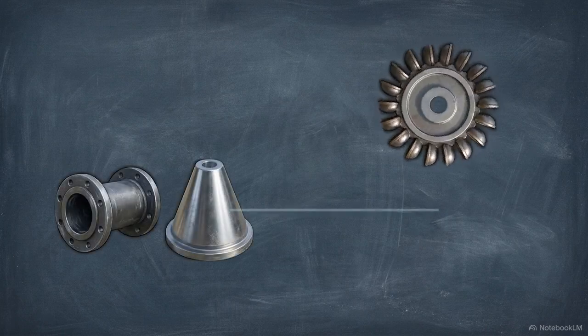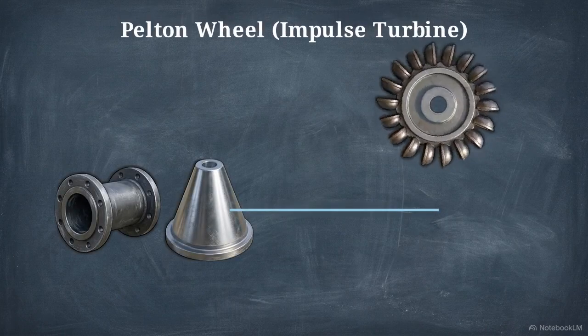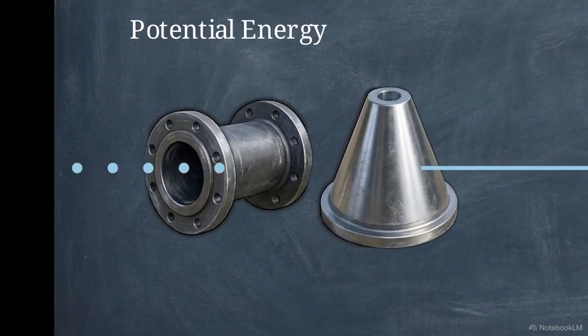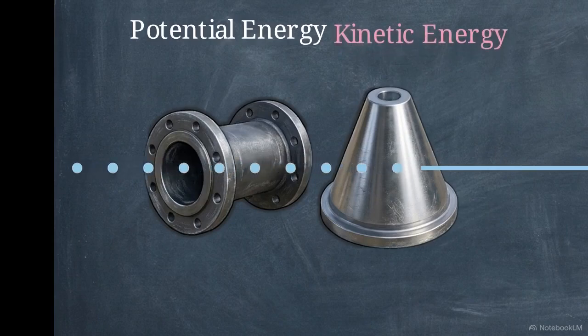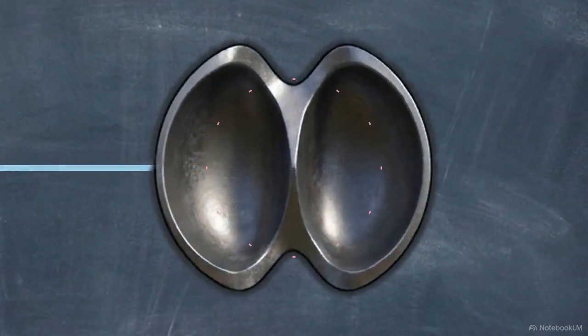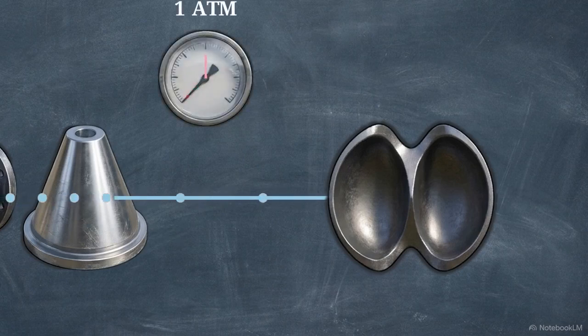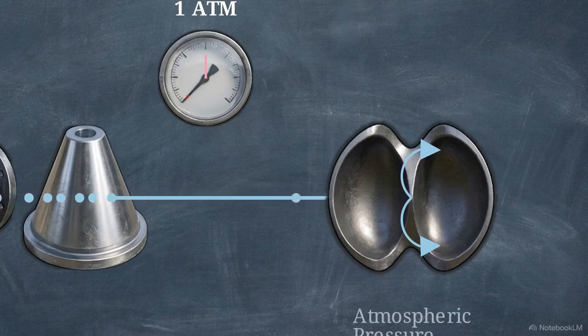Let's look at the Pelton wheel, the primary example of an impulse turbine, operating on specific mechanical rules. First is how it handles the water's energy. The entire available energy is converted into kinetic energy before it hits the buckets. Because this energy conversion happens at the nozzle, the flowing water's pressure remains unchanged. As it moves across the runner, the pressure is equal to atmospheric pressure.